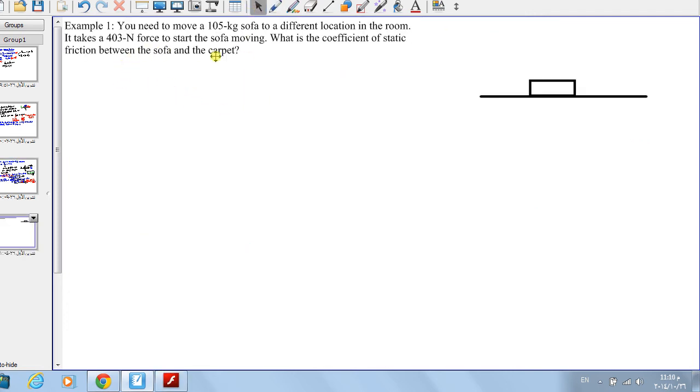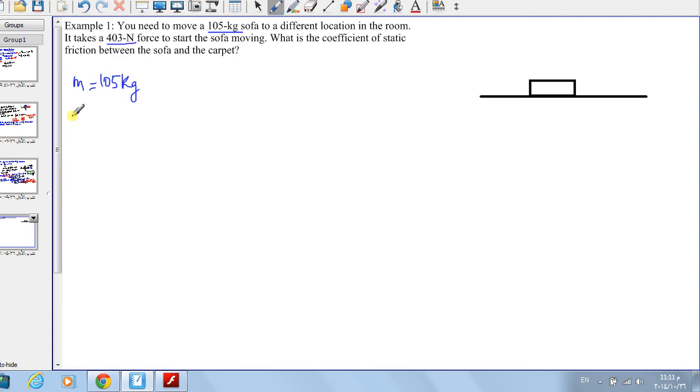Let's solve this example. Example 1. You need to move a 105 kilogram sofa to a different location in the room. It takes a 403 Newton force to start the sofa moving. What is the coefficient of static friction between the sofa and the carpet? So this is the mass of the sofa and equal 105 kilograms. You have to move to a different location in the room. It takes a 403 Newton force.